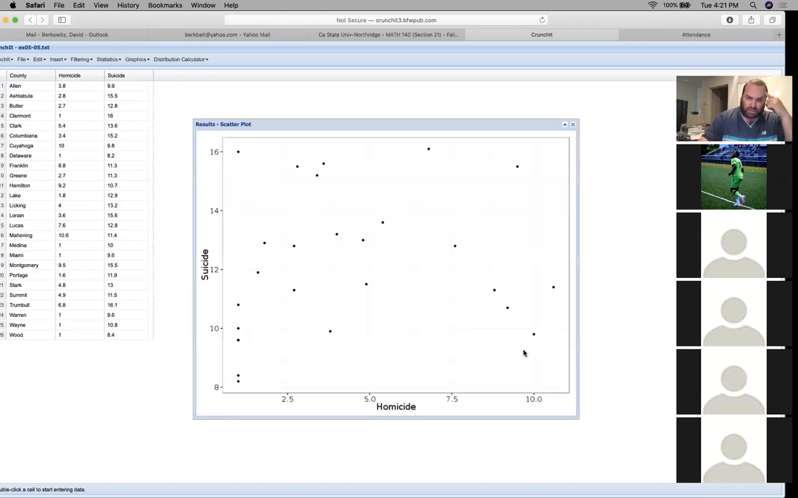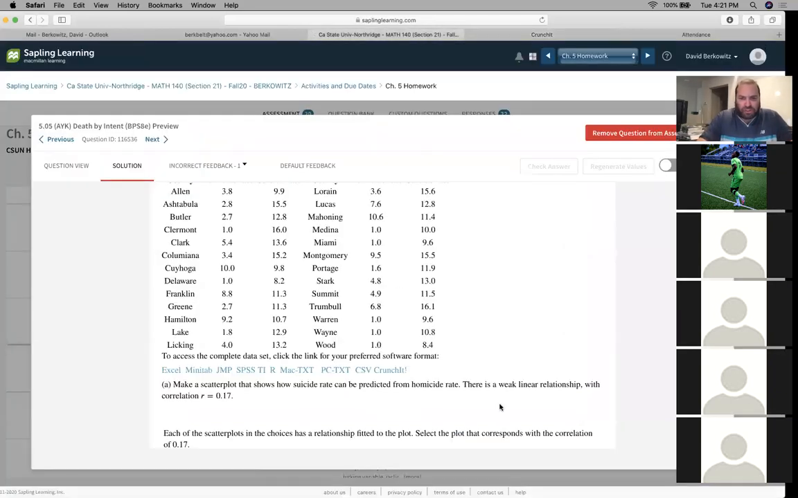So that's, oh, look at that. Anyone see a line there? Anyone see a good linear fit? No. I don't see one. So my guesstimate is that R is going to be pretty small. Look at this. There's a weak linear relationship with R at 0.17, very small.